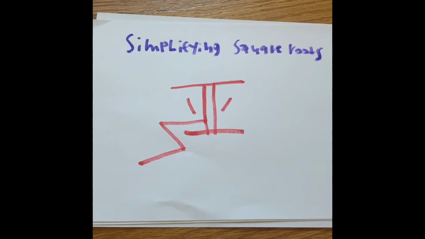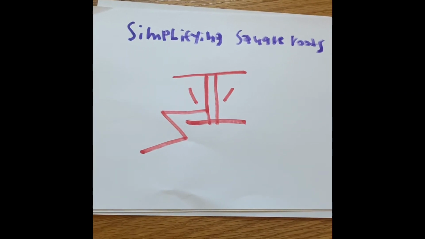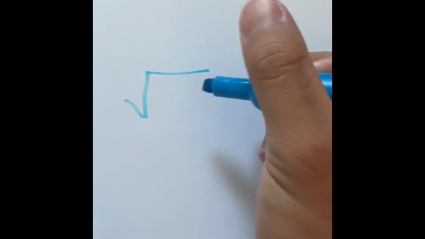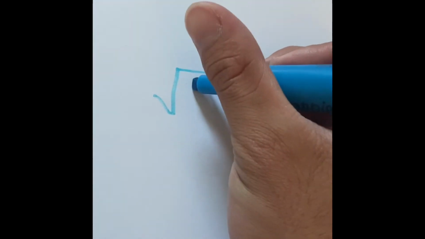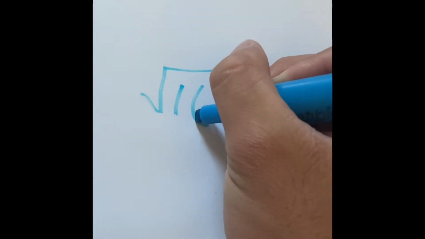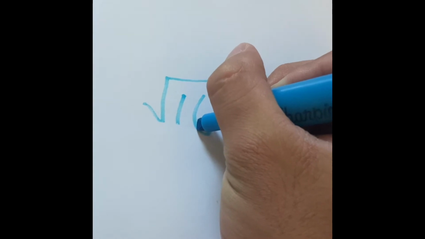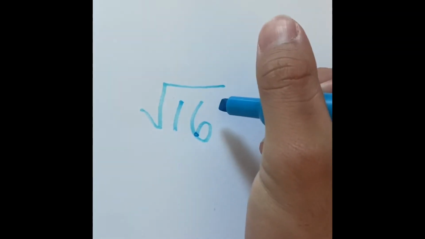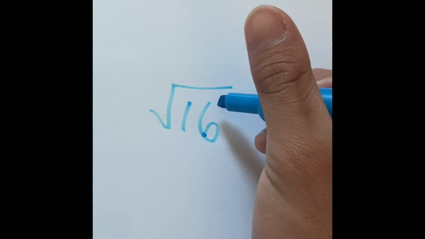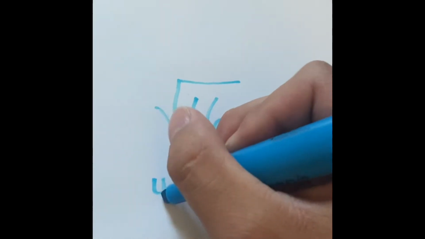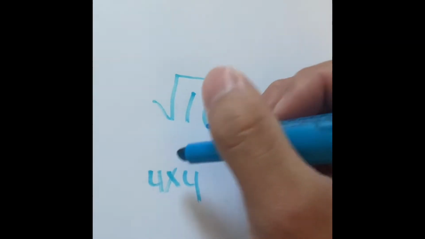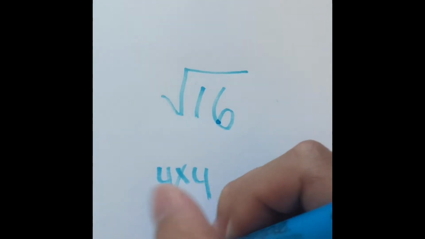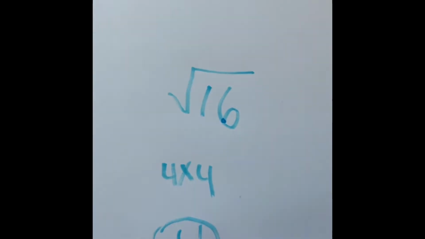When you think of a square root, you probably learned about this symbol right here. And you probably also learned that if you put a number like 16, you try to find what number can be multiplied by itself twice to get you to 16. Well, 4 times 4 is 16, so the square root of 16 should be 4. That is easy to simplify.